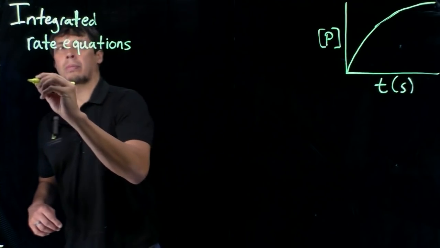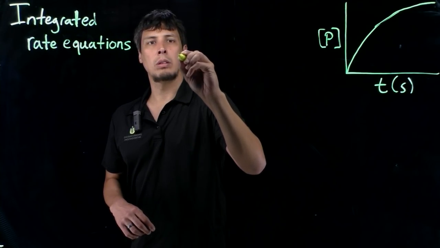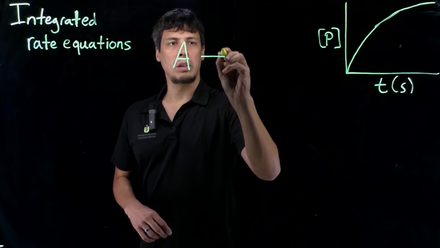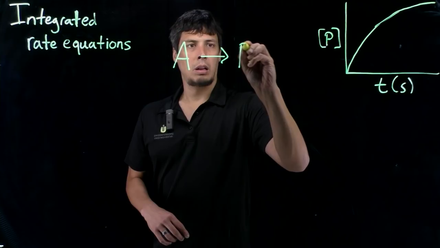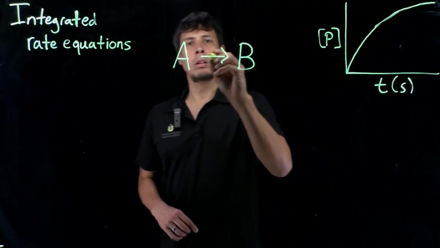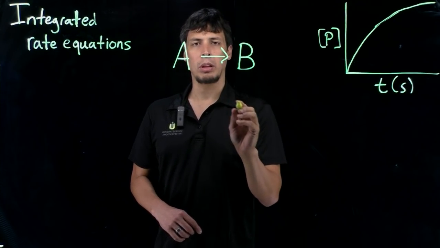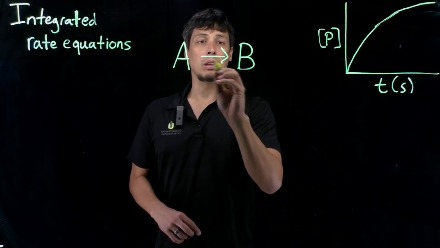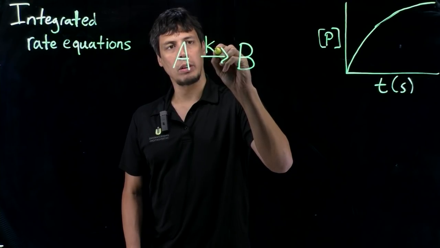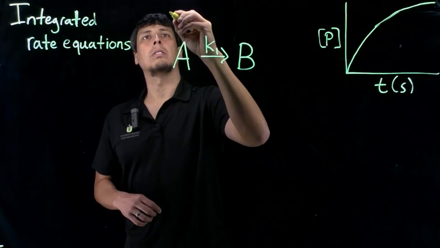We're going to start with a really simple reaction where A is converted to B. This is the product. Note that this is not an equilibrium arrow, which implies that this reaction is irreversible, and so we only give one rate constant to this. Okay, let's define our parameters.